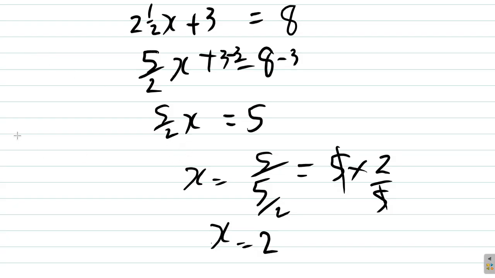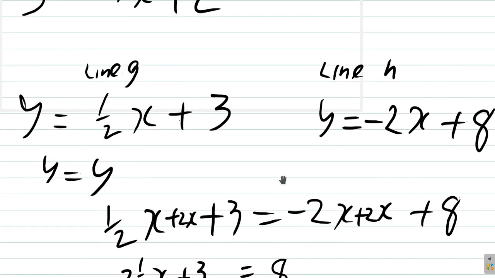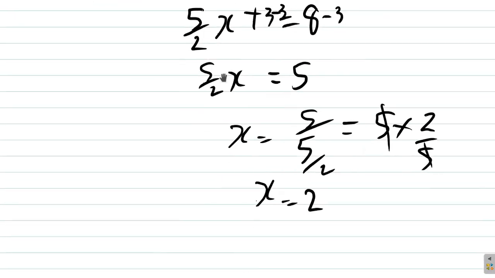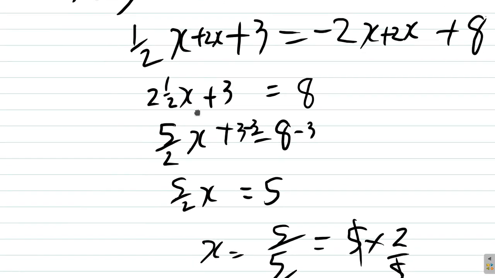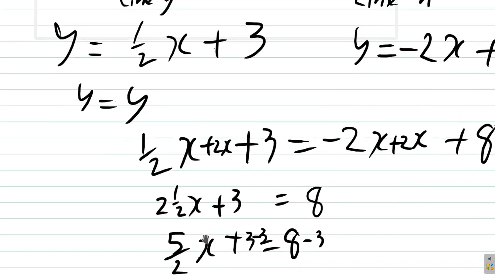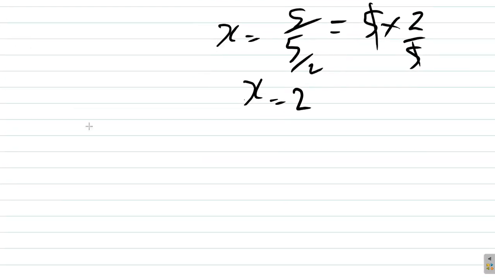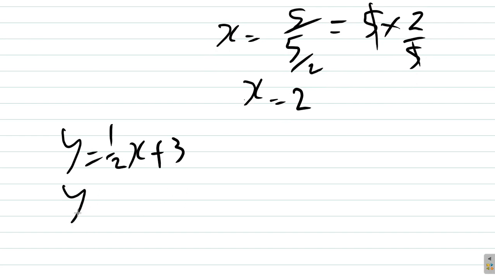If x is 2, what is y? Here, y is half x plus 3. Let's try the equation for line G. y equals half x plus 3. So if y equals half x plus 3, then y equals half times 2 plus 3. Half of 2 is 1, 3 and 1 is 4. So x equals 2, y equals 4.